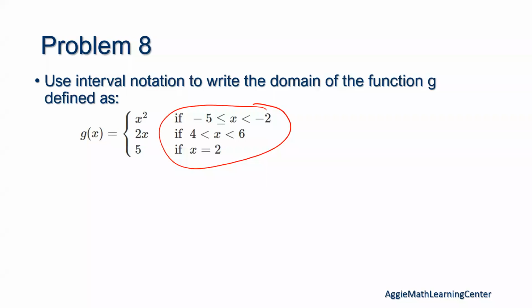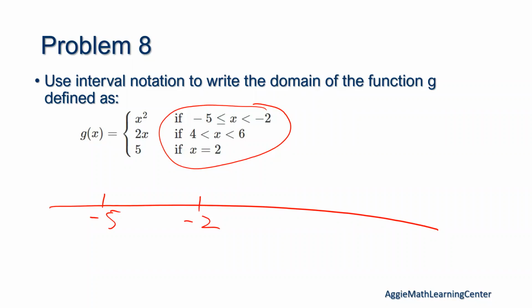So I'm just going to draw this out on a number line. So we have -5, -2, 4, 2, and 6. I'm just writing down the endpoints of the ranges here. So between -5 and -2 is one range, but this line right here means that it could also equal -5. So we're going to fill in the circle at -5, but there's not one right here, so we're going to put a hole around the -2.